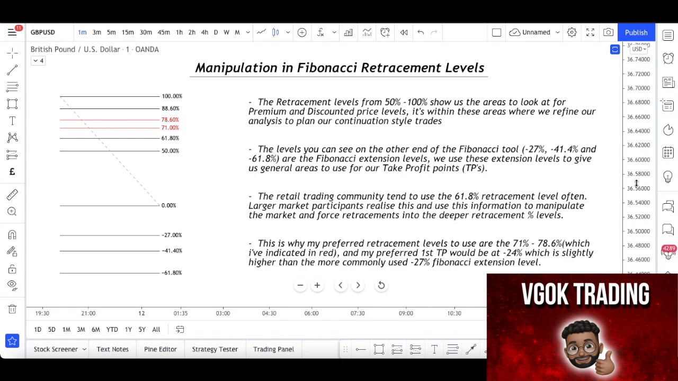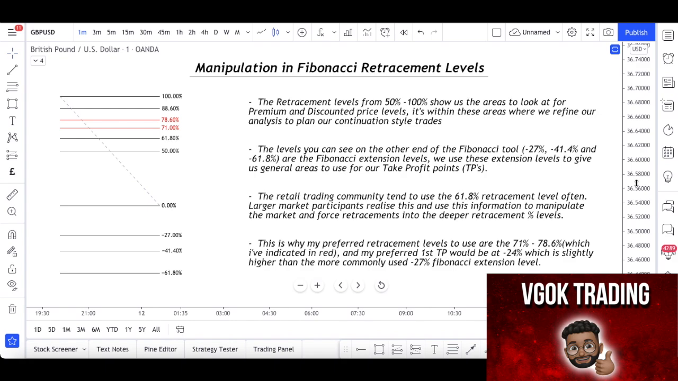However, let me divert your attention now to the other end of the Fibonacci retracement tool, where you can see the three Fibonacci extension ratios of minus 27%, minus 41.4%, and minus 61.8%. Now, we utilize these areas to give us general areas for our take profit, or our TPs.